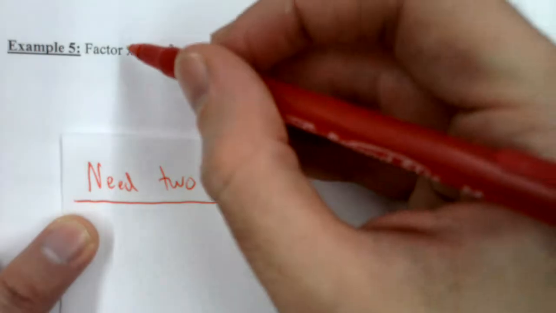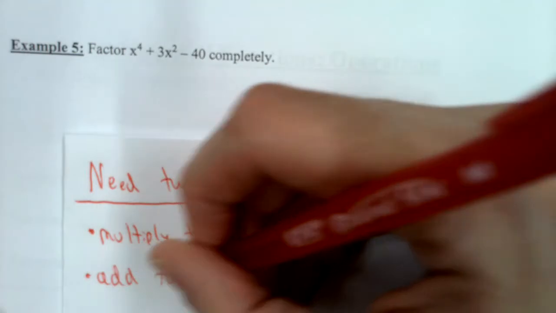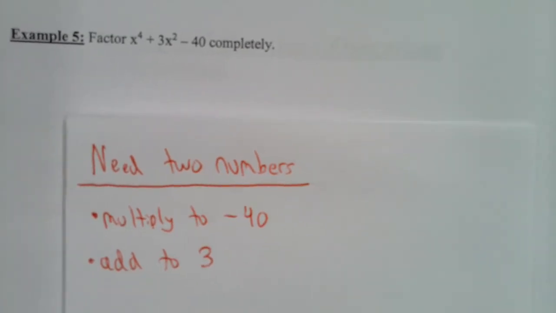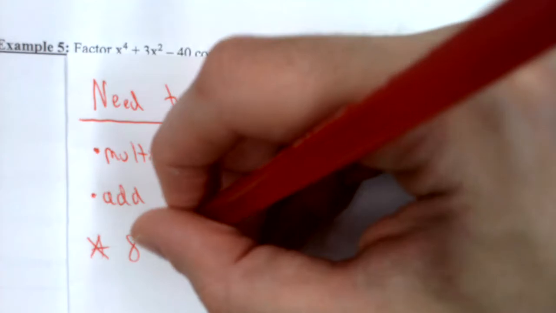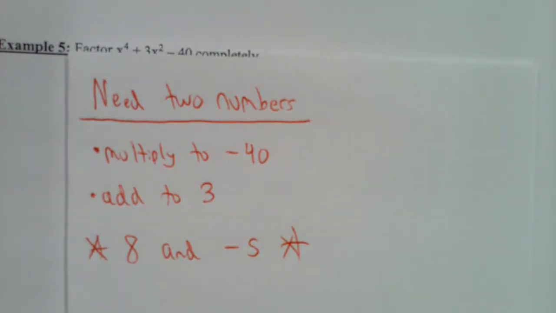You have to multiply. 1 times negative 40 is negative 40. So you have to multiply to negative 40. You have to add to the 3 in the middle. So pause the video if you need to think about those numbers. But they're going to be 8 and negative 5. So those are the numbers you want.